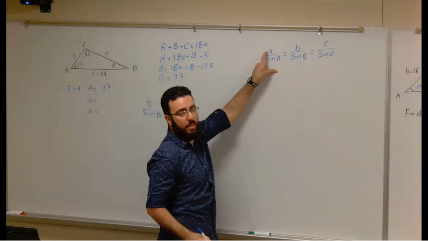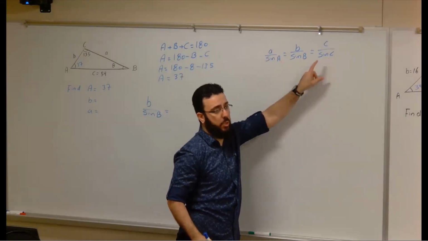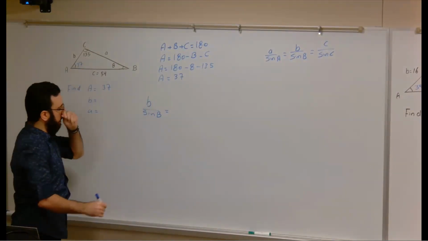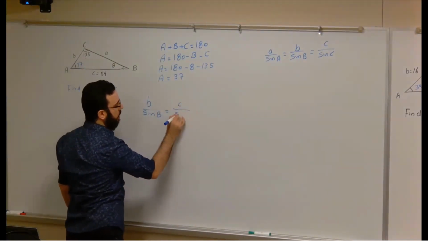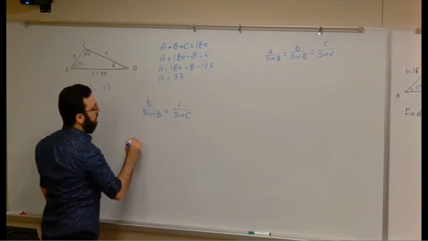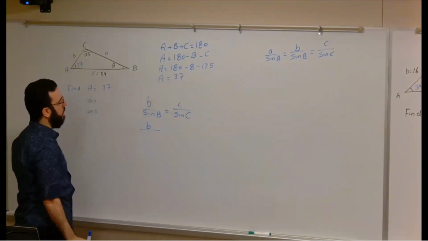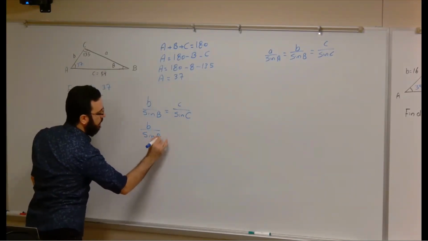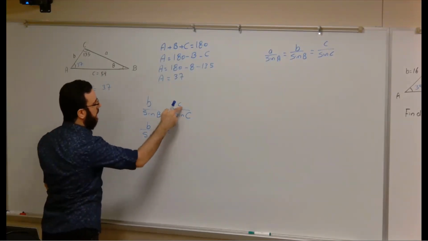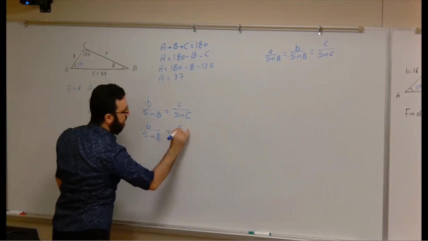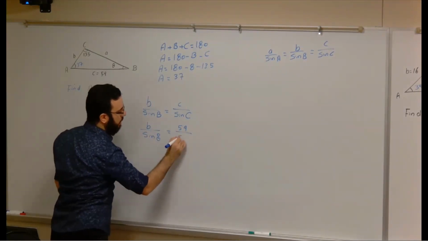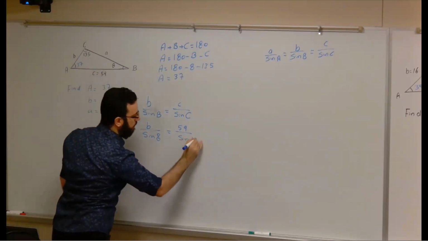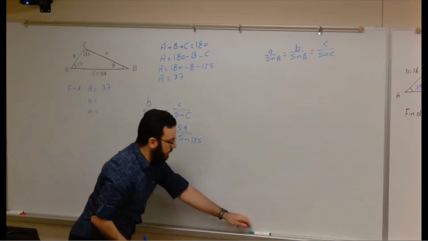Do we have A? No. We have what? C. Do you have the angle C? Yes, we have the angle C. We have the side C. So I'm going to say it's equal to C over sine C. Here is B over sine 8, equals C, which is 59, over sine C, which is 135. Again, you're going to do the cross product.